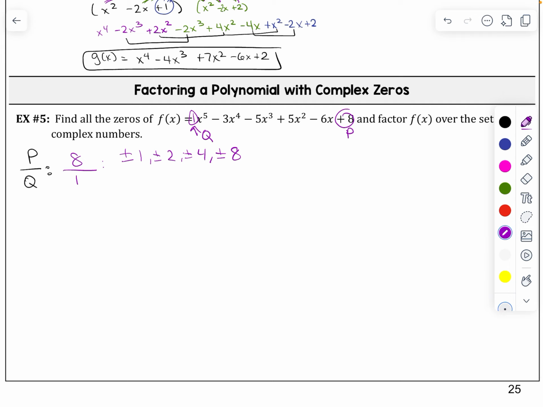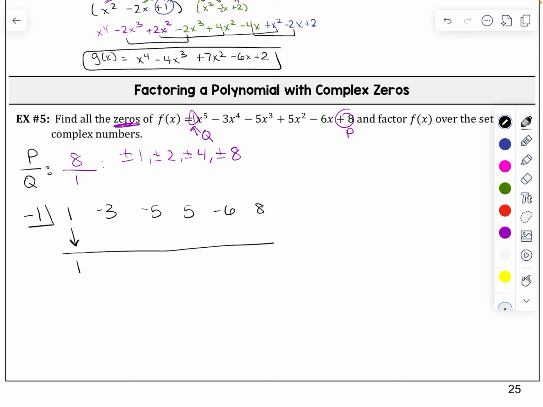What we're going to start to do is look for all of these numbers, which of them are going to have a remainder of 0, which will give me the zeros, get that down to a quadratic term, and then solve for the irrationals. So here's what we're going to do. Let's pick, for funsies, negative 1. Let's try it. So we're going to set this up using our coefficients. So 1x to the 5th minus 3x to the 4th minus 5x cubed plus 5x squared minus 6x plus 8. That was in descending order, no missing terms.